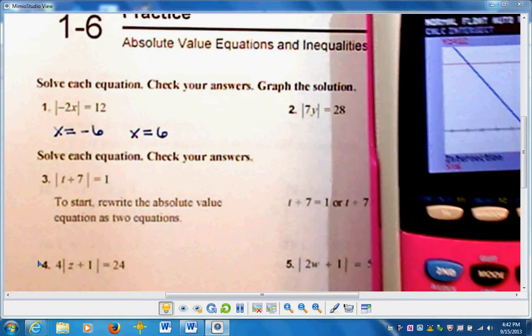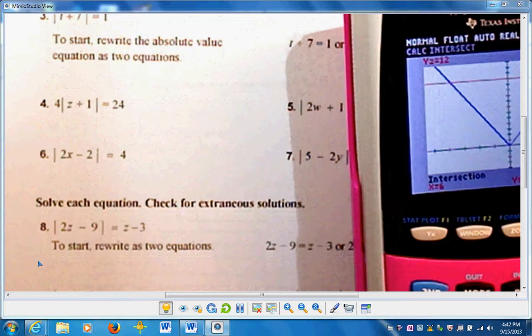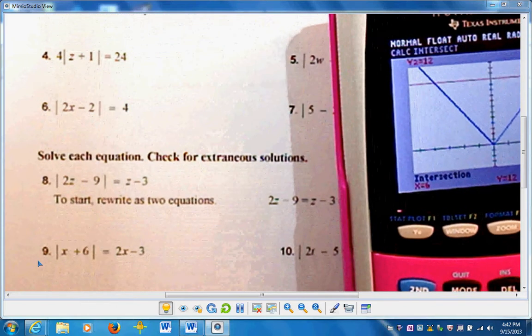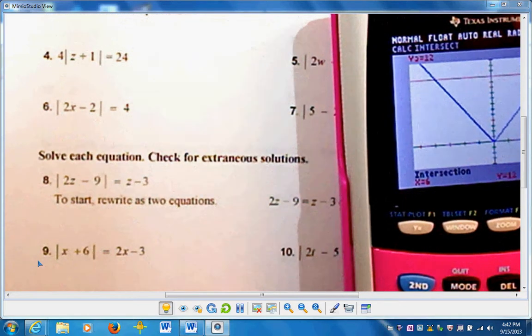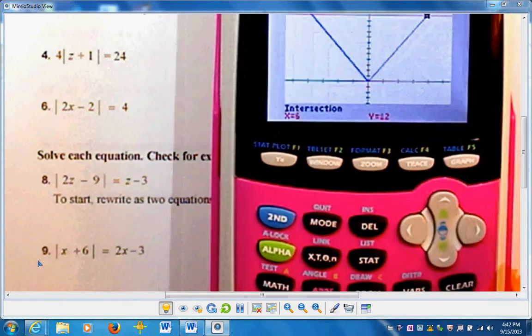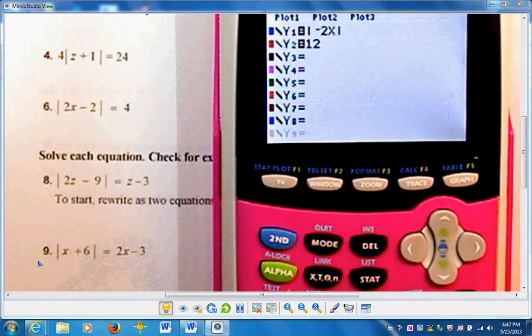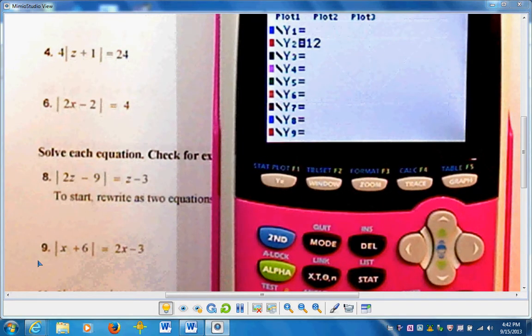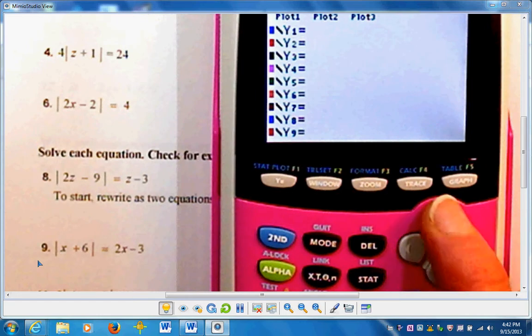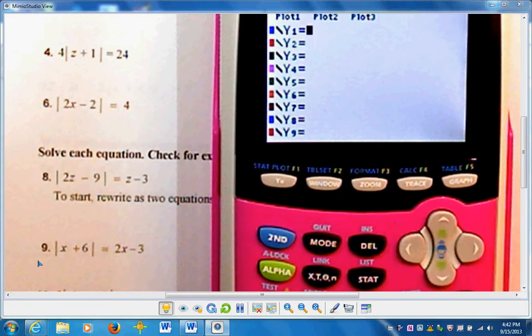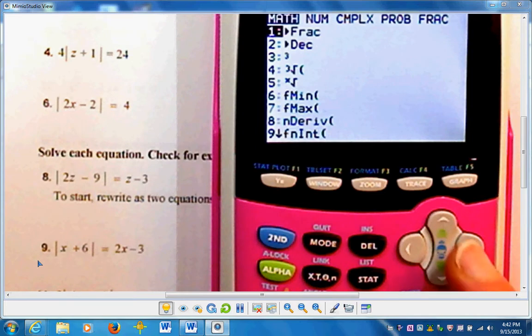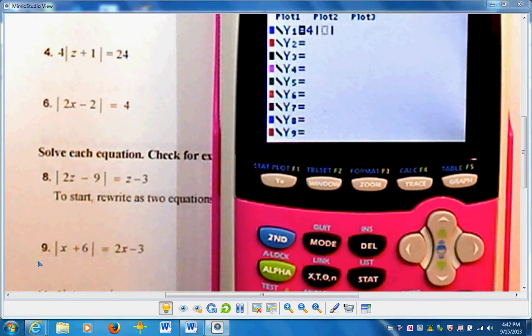Let's do another one. Let's go ahead and look at, I guess let's look at number 4. So for number 4, I'm simply going to go y equals, I'm going to clear what I have there. I'm going to clear both y values. So now I'm going to put in 4 absolute values. Remember, I go math, number, absolute value, and I'm going to put in x plus 1.